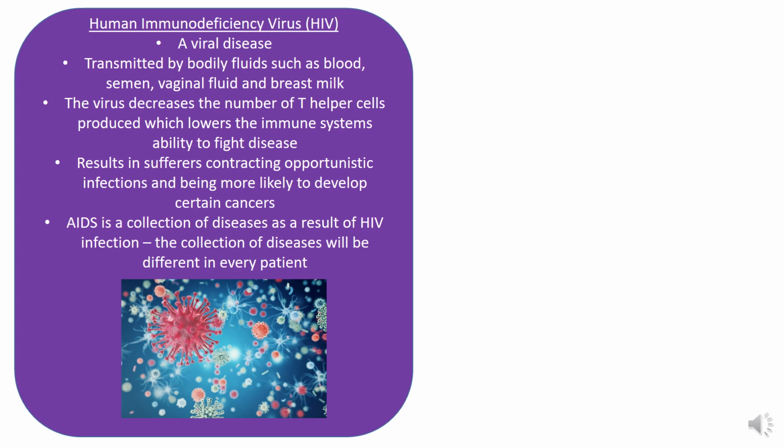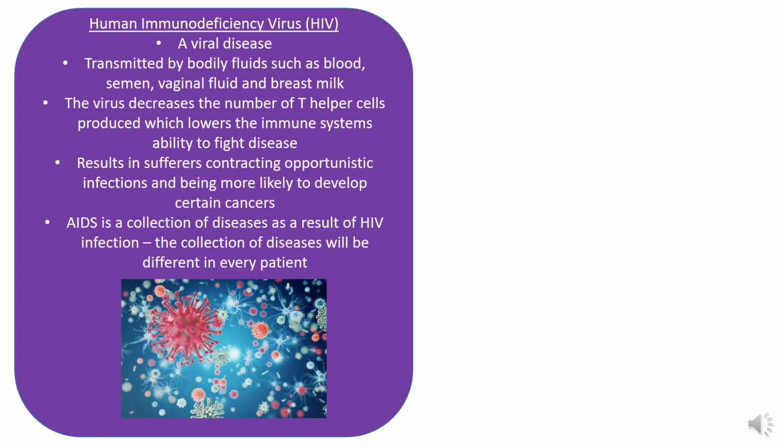The HIV virus decreases the number of T helper cells produced in the immune system. We saw T helper cells on the previous slide. You can go back if you need to have a look. The T helper cells activate the B cells. So if we lower the amount of T helper cells, you're also lowering the amount of B cells. HIV results in sufferers contracting opportunistic infections. Opportunistic infections are infections that usually you wouldn't really show any symptoms for, and your body would just fight them off. However, because people with HIV have a lowered immune system, it can't fight off these infections like it normally would, so they actually take hold and produce symptoms. People with HIV are also more likely to develop certain cancers because obviously the immune system is weakened.